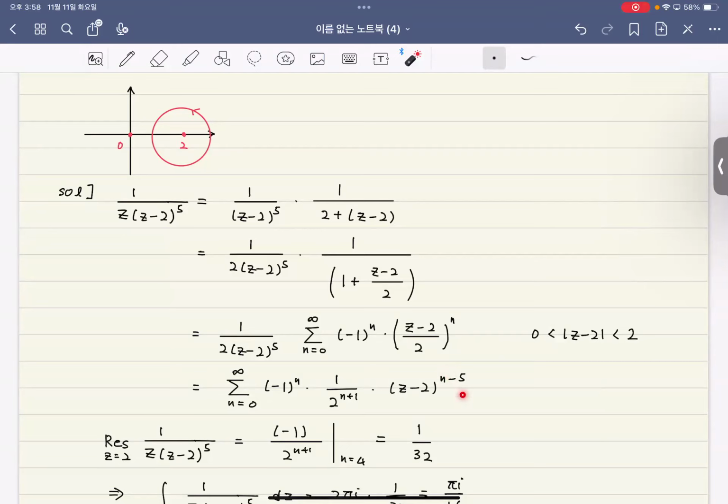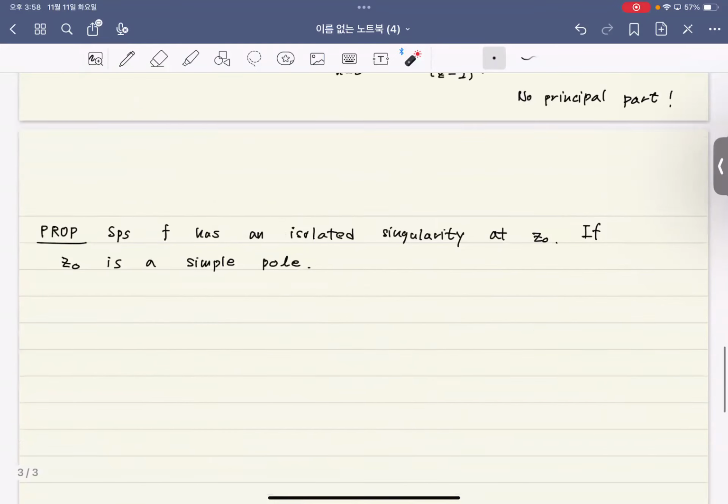So this is a pole of order 5. You can always find the order of a pole: as long as the negative powers of your Laurent expansion are finite, you can define the order of your pole. And this assumption is only true when z0 is a simple pole.